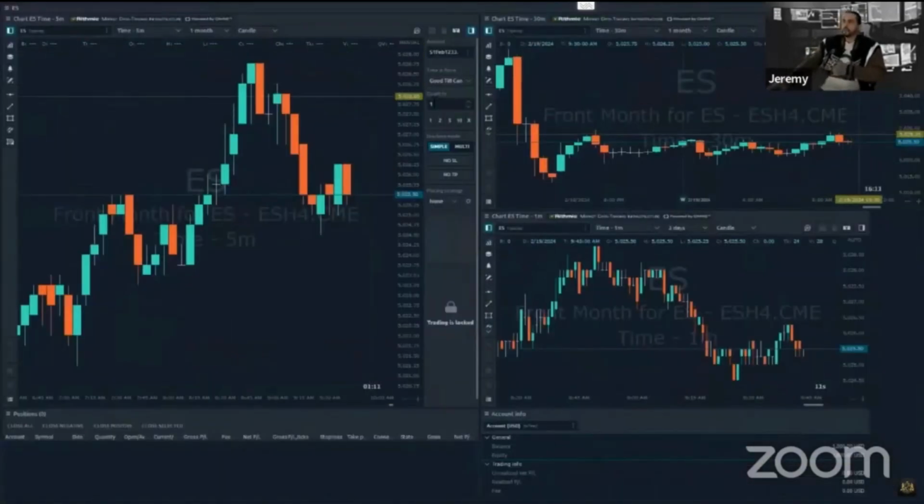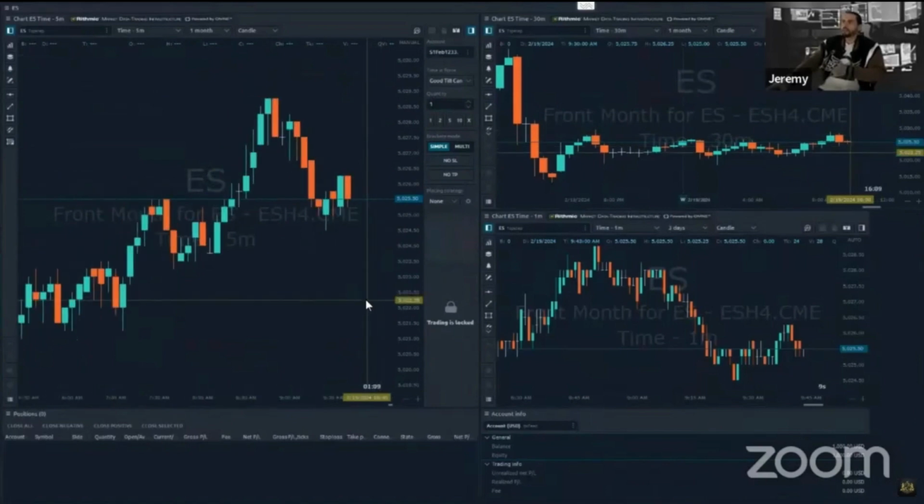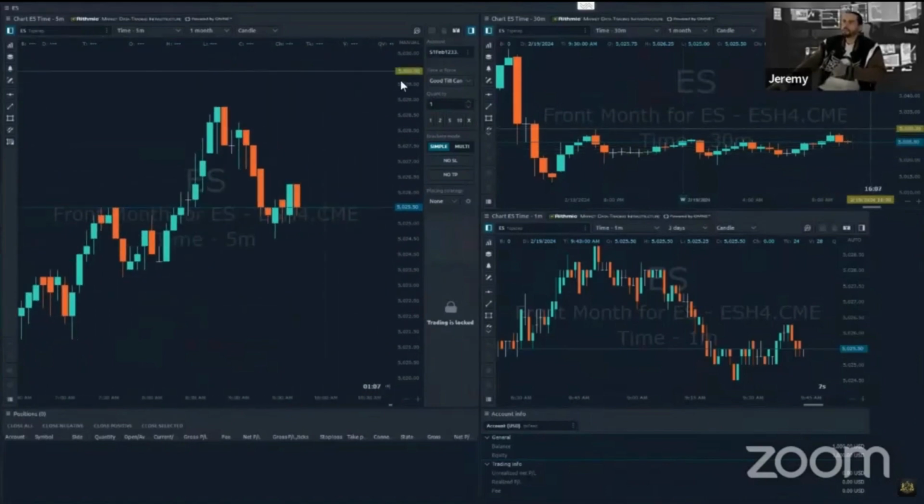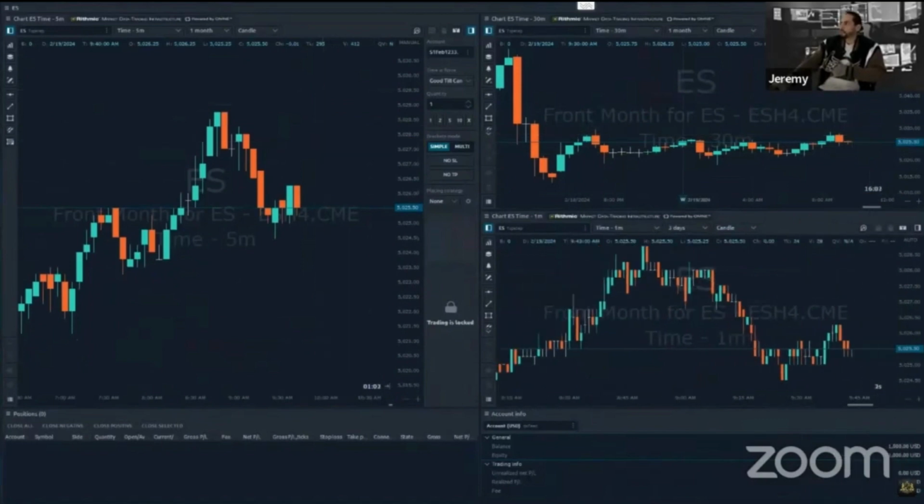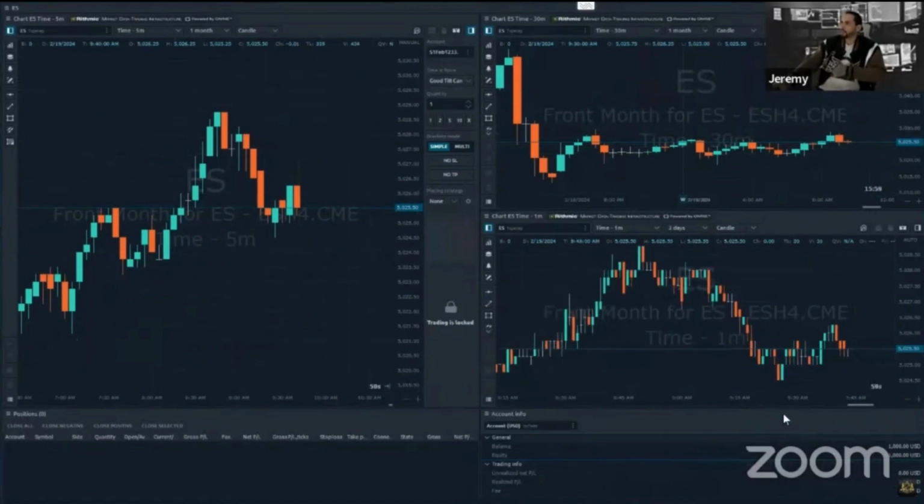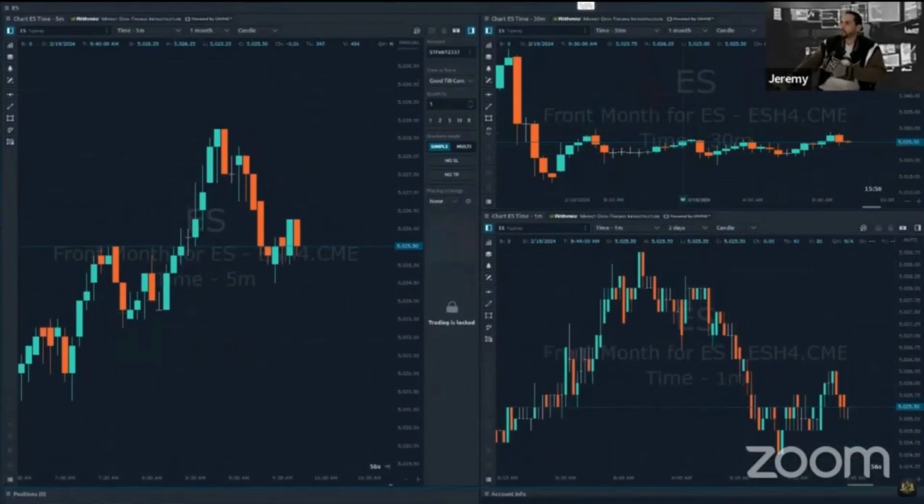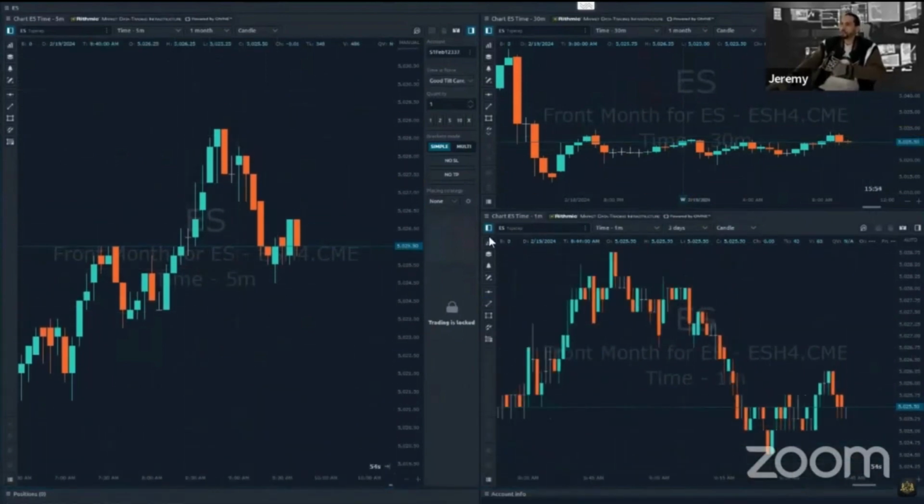So this is my QuantTower setup, right? It's real plain right now, so I can set it up with you guys. I'll go through it with you guys real quick. Okay, so this is my QuantTower setup. I have my position down here.